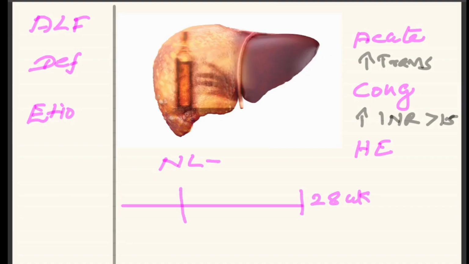Up to 7 days it is hyperacute or fulminant. Up to 21 days you call it acute, and 21 days to 28 weeks it is subacute liver failure. So the definition is, hope it is clear.